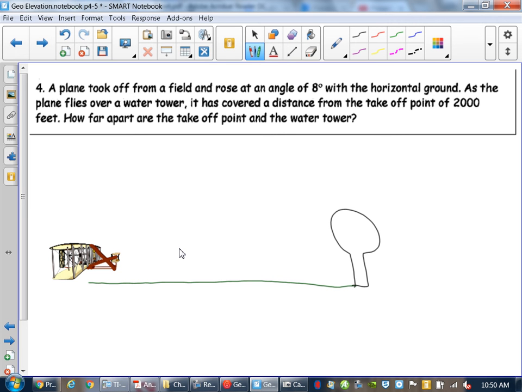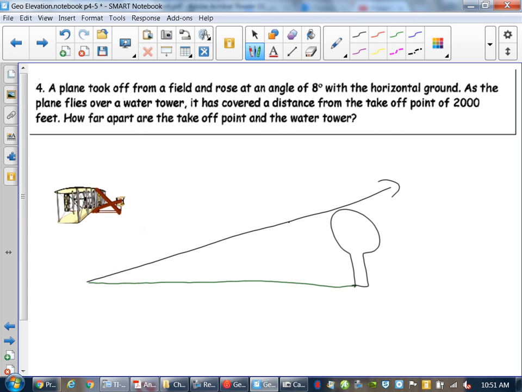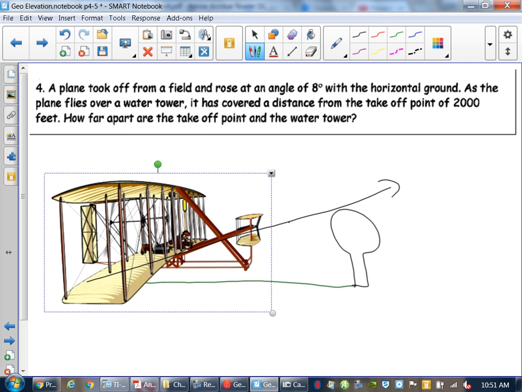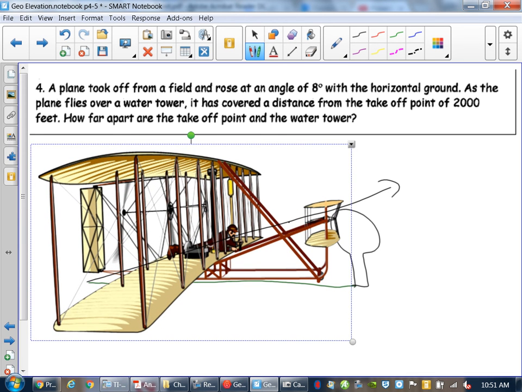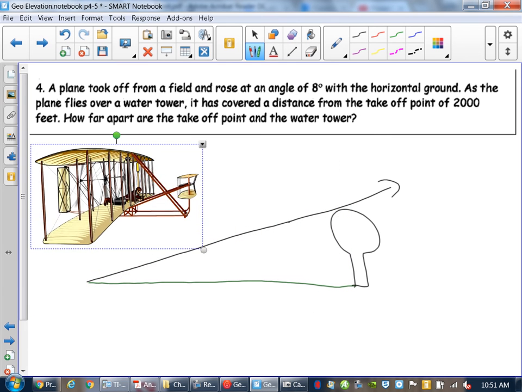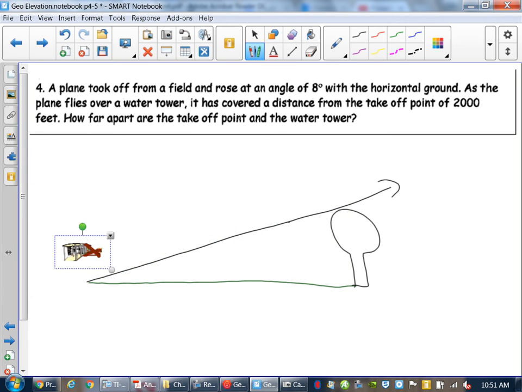So the plane takes off, and it clears the water tower. This is what the Wright brothers plane looked like. You guys have never seen the Wright brothers airplane? Okay, so he's lying down here. It's probably not the safest airplane ever, but whatever.